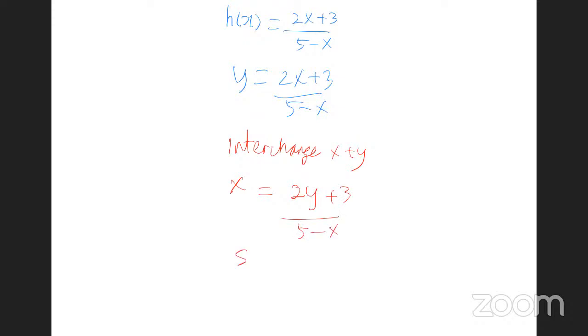What's the last step again? Solve for y. How are we going to solve for y here? What to do, Elena? How are you going to solve for y?